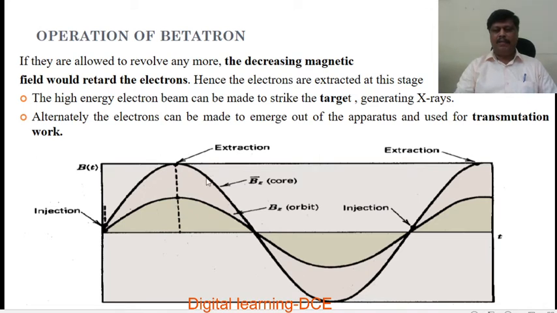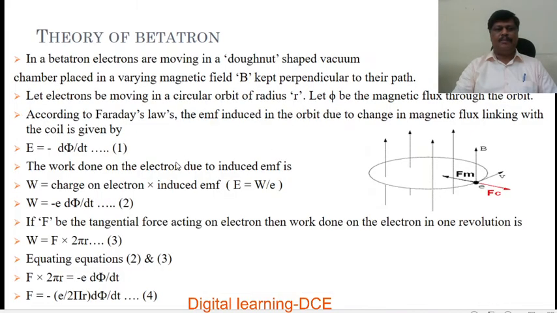So this diagram shows how the magnetic field varies with time, and also when the electron injection takes place in the donut chamber and when the electrons are extracted from the donut chamber to be made incident on the target for different research work.